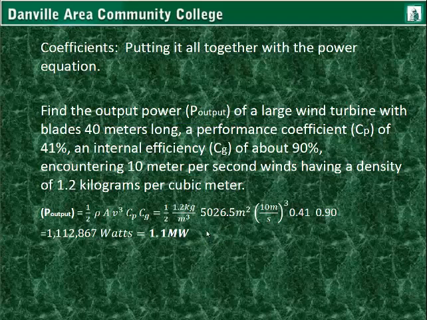So you may pause this video and I will give you the answer for that. Okay, so if you did it on the calculator, the power available, in other words, the power of the wind passing through that swept area, would be around 3 million watts or 3 megawatts.